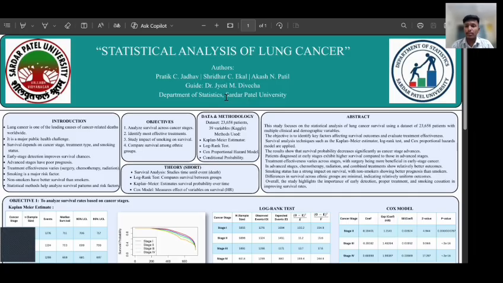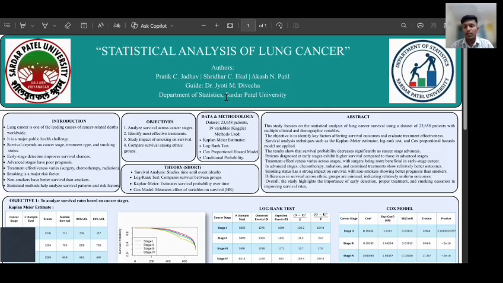So our abstract is this: the study focuses on the statistical analysis of lung cancer survival using a dataset of 23,658 patients with multiple clinical and demographic variables. In this project we have used the Kaplan-Meier estimator, log rank test, and Cox proportional hazard model, and the results show that survival probabilities decrease significantly as cancer stages advance, and patients diagnosed at early stages exhibit higher survival compared to those in advanced stages.